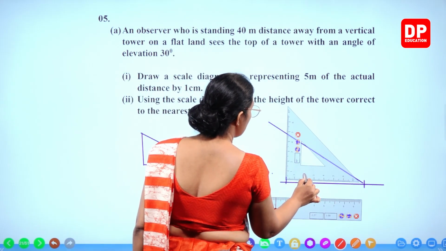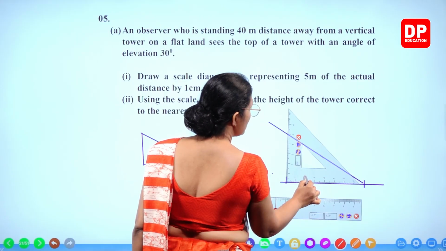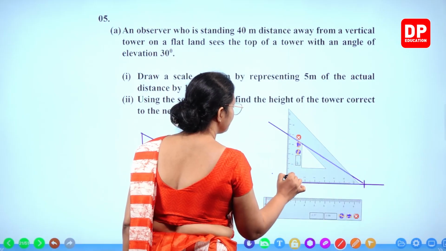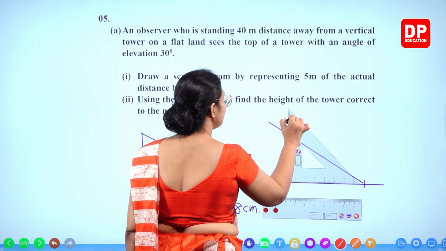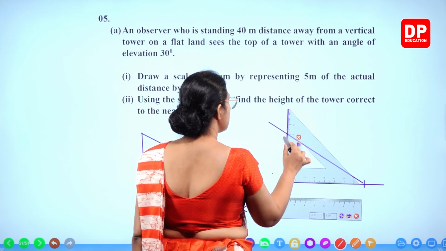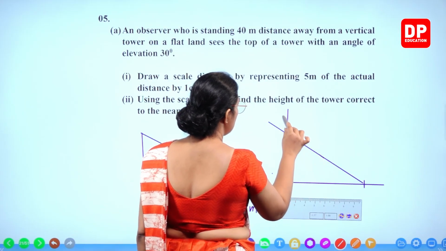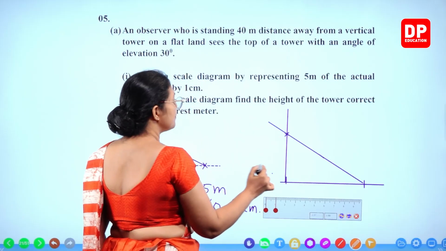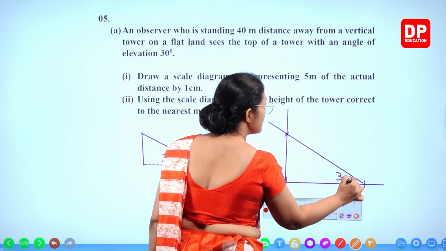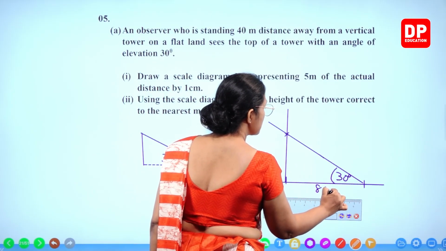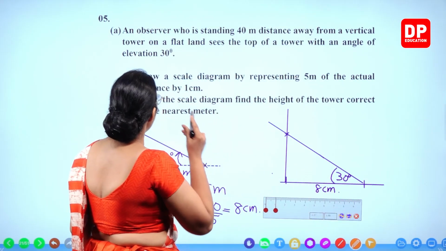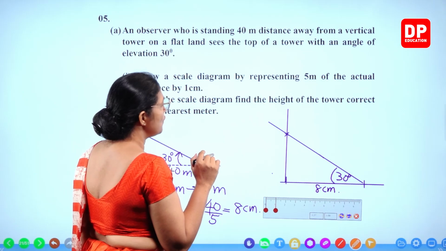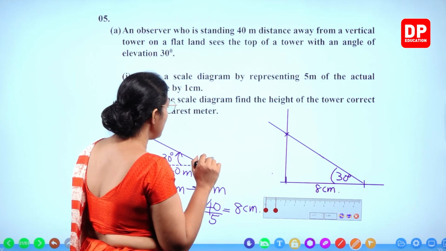You keep it on top of this horizontal line and then draw the vertical line. So this is the tower. So this is 30 degrees and this is 8 centimeters. And then it says, using the scale diagram, find the height of the tower correct to the nearest meter.